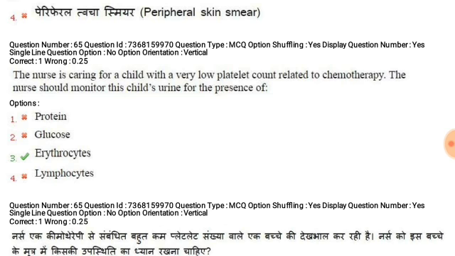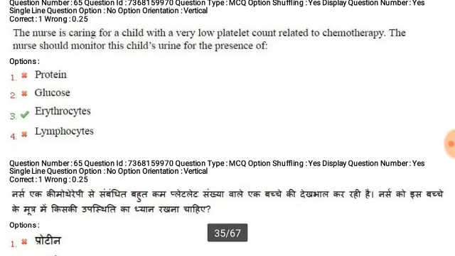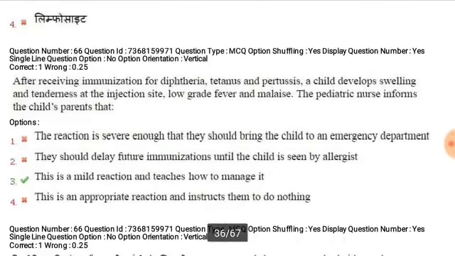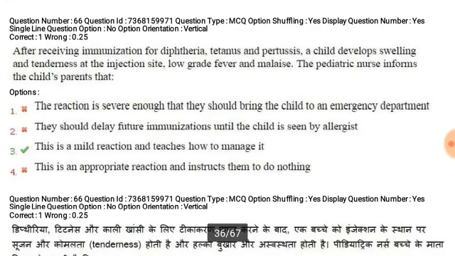The next one. After receiving immunization for diphtheria, tetanus and pertussis, a child develops swelling and tenderness at the injection site, low-grade fever and malaise. The pediatric nurse informs the child's parents that this is a mild reaction, and teaches how to manage it. The answer is the 3rd one. The next one.